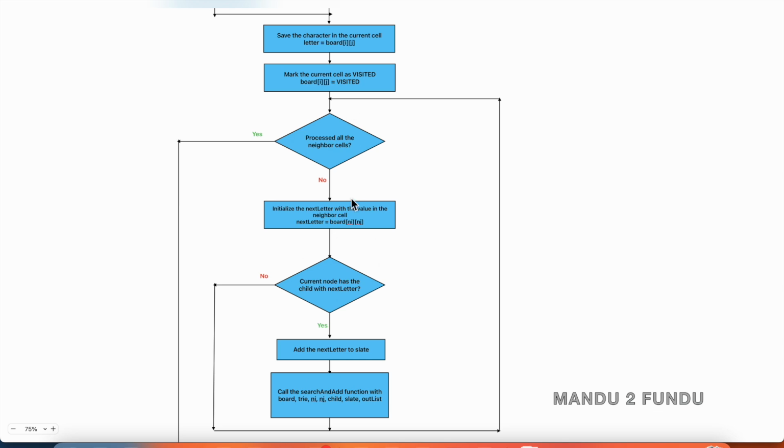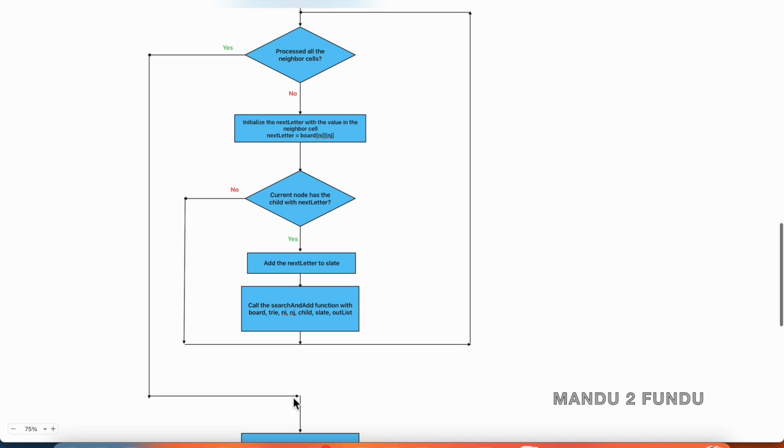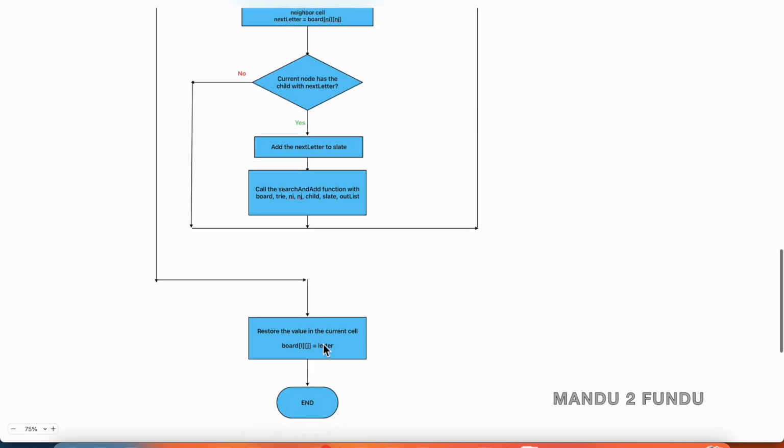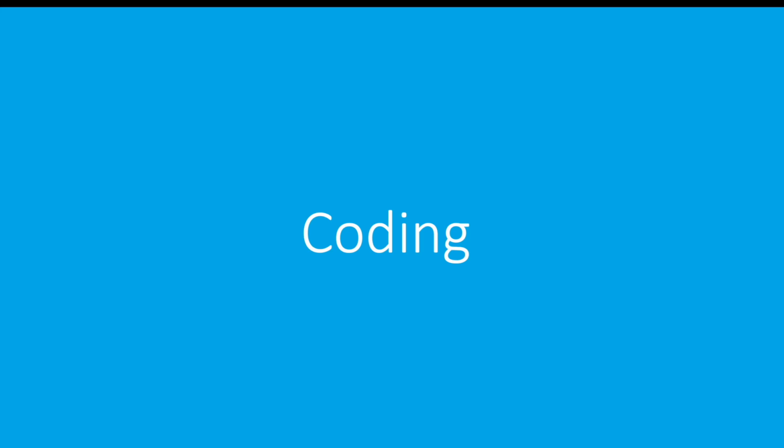We repeat this and then finally, after processing all the 4 neighbors, we restore the value in the cell at index i and j with the original value before we call these recursive functions. So basically the search and add function is called recursively to check whether there is a match for the characters in the input word. Let's move on to coding.